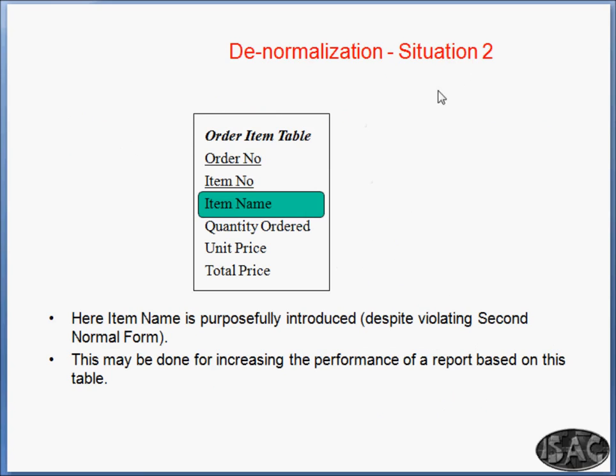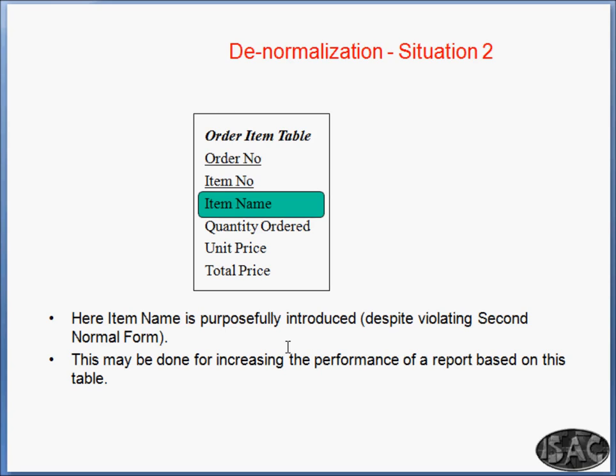Denormalization situation 2. Here item name is purposefully introduced despite violating second normal form. In the order item table we have removed the item name, if you remember, but still again I am putting it here. Why? Just for the reporting. Whenever some item number is selected, the item name will display along with that. So it will help to increase the performance of the report.